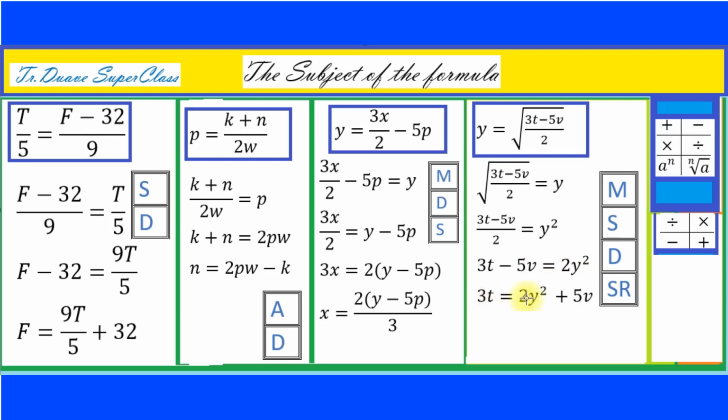So 3t equals 2y squared plus 5v. And finally, the number 3 is multiplying the subject of the formula, which means we'll have to write t equals 2y squared plus 5v all over 3.